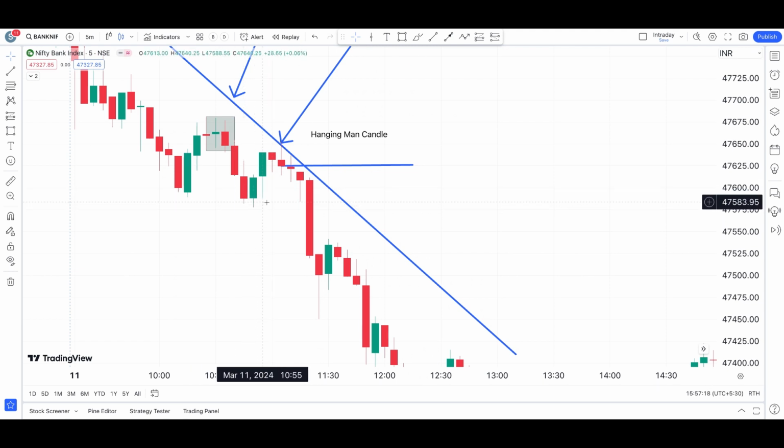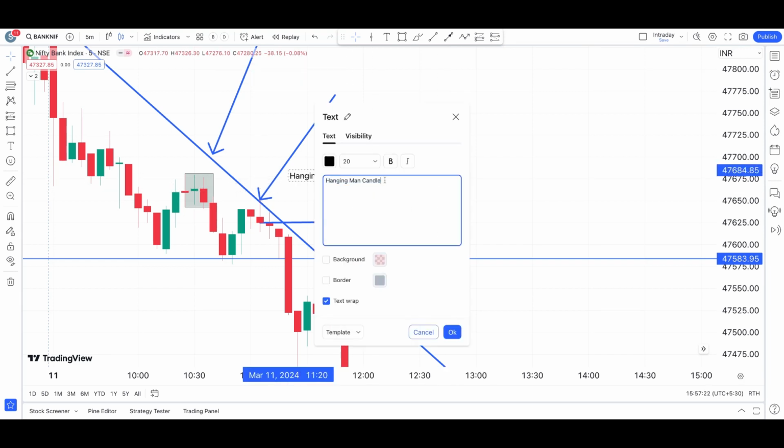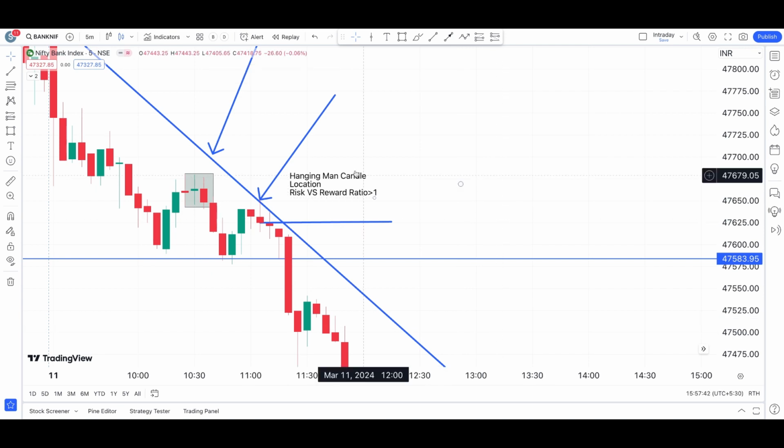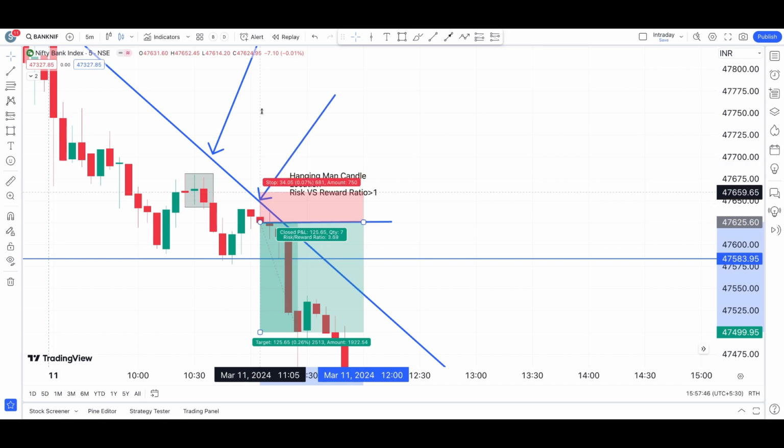See here, after your hanging man candle confirmation that has come from 11:05, if you are taking a trade, your very first immediate target should have been anywhere at this wick level. You have a couple of reasons. One is your hanging man candle, of course, which is valid with a confirmation candle, and the next thing is your location, and your next thing is your risk versus reward ratio.